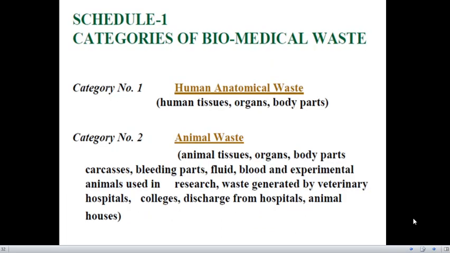So what are the categories of biomedical waste? We have 10 categories, and let's look into them one by one. The first category is human anatomical waste. It includes human tissues, organs and body parts. The second is animal waste. It includes animal tissues, organs, body parts, carcasses, bleeding parts, fluid, blood, and experimental animals used in research, waste generated by veterinary hospitals, colleges, discharge from hospitals and animal houses.